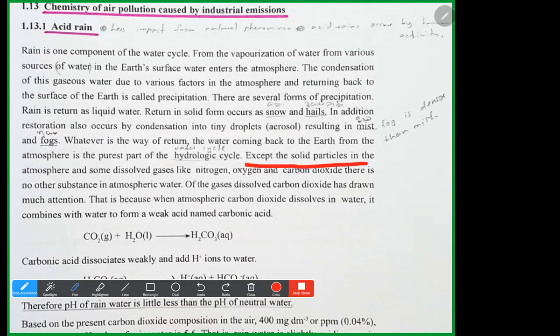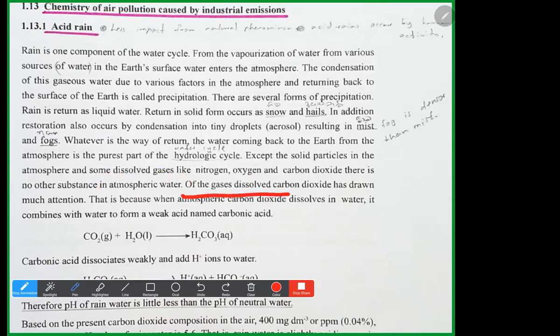Except for the solid particles in the atmosphere and some dissolved gases like nitrogen, oxygen, and carbon dioxide, there is no other substance in atmospheric water. Earlier, in ancient times, it was the purest, but now when it comes down, percolating even as rain, it passes through this highly polluted atmosphere, so it absorbs these polluted particles.